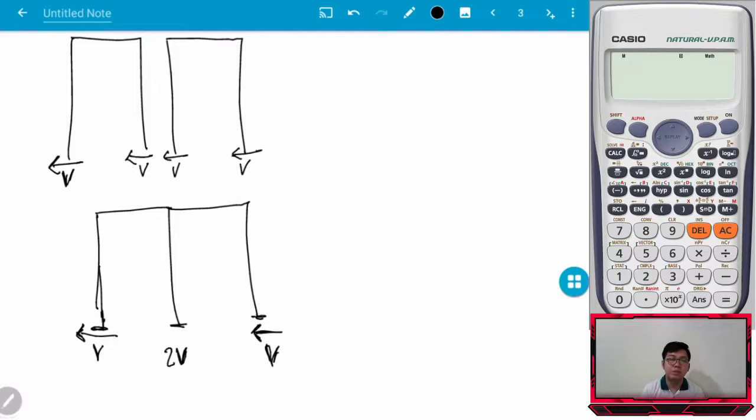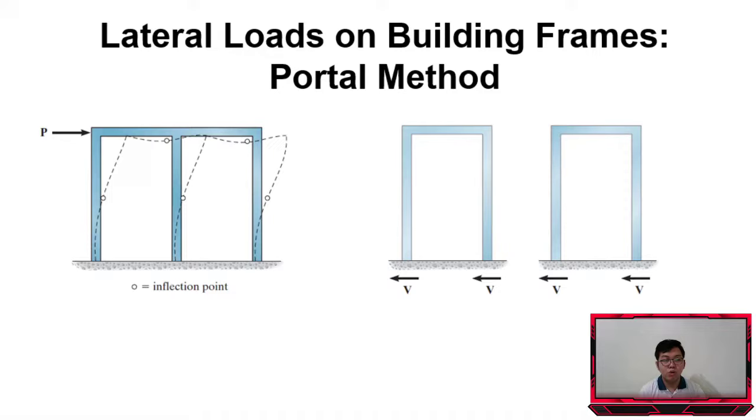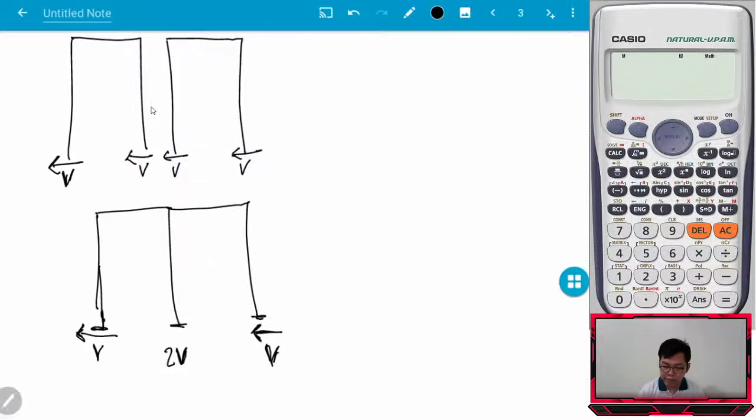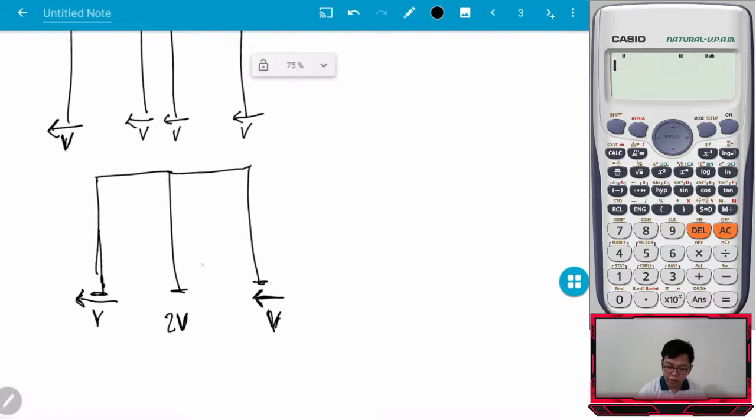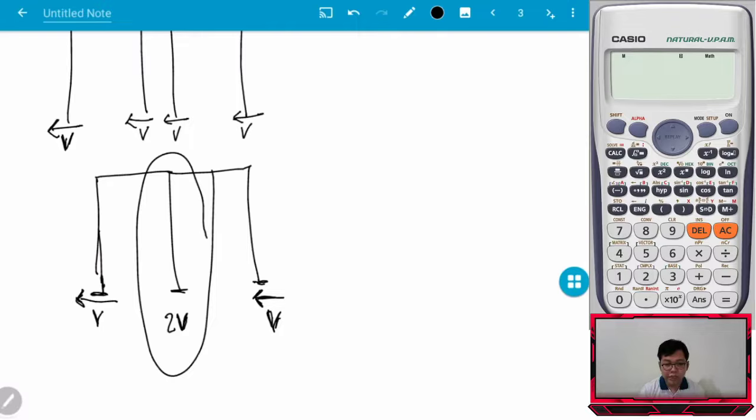Yan yung second assumption natin para sa portal method. So, again, the first assumption, you have an internal hinge dyan sa gitna. Internal hinge dyan, internal hinge dito. And then, yung next assumption natin is ito. The shear at the interior columns is actually twice the shear at the exterior columns. Now, parang ganito, yan, parang ganyan, di ba? The shear at the interior column, ito, is twice the shear at the exterior columns.